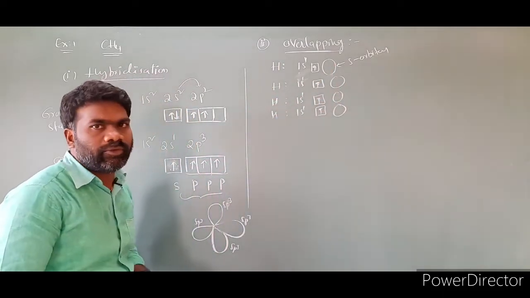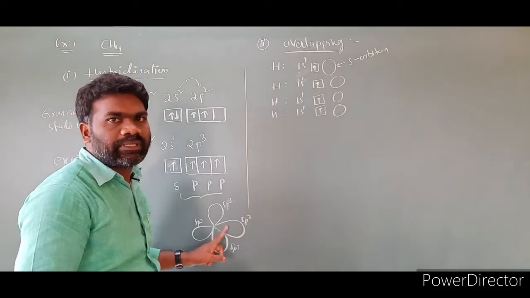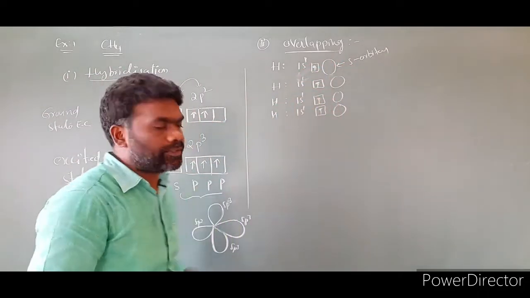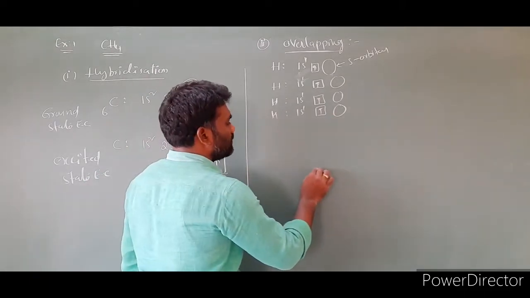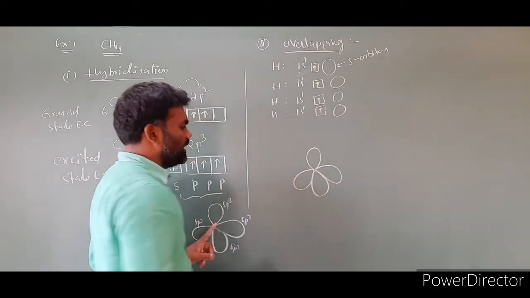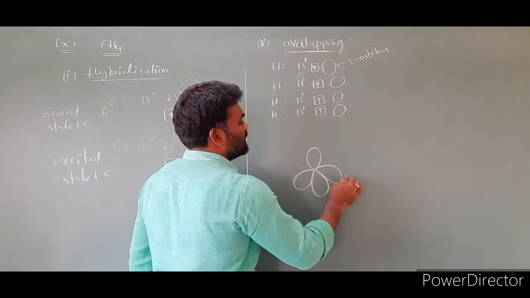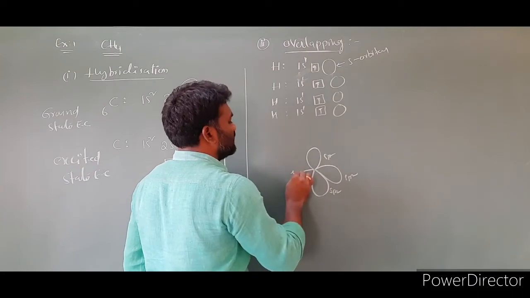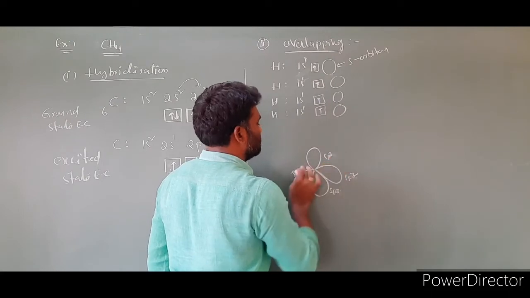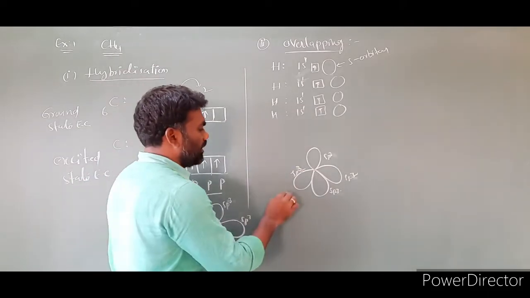Then we have to do overlapping between the 4 sp3 hybridized orbitals and the 4 s orbitals of hydrogen. I am taking this as the middle. This one I wrote here, this one I wrote here. This is sp3, this is sp3, this is sp3, and this is also sp3. All are sp3.